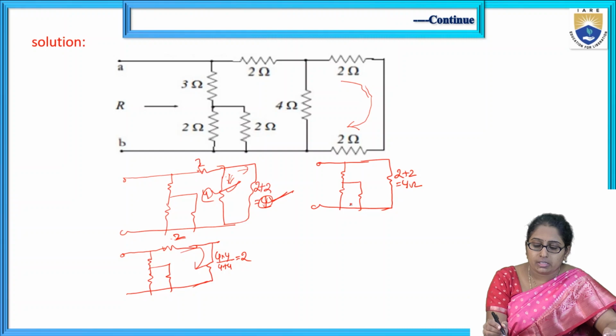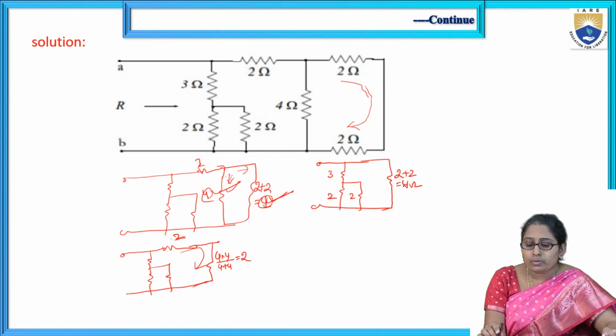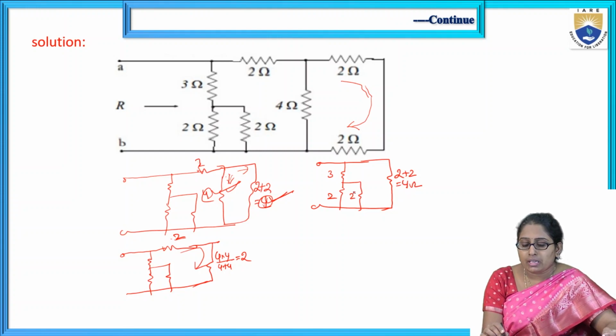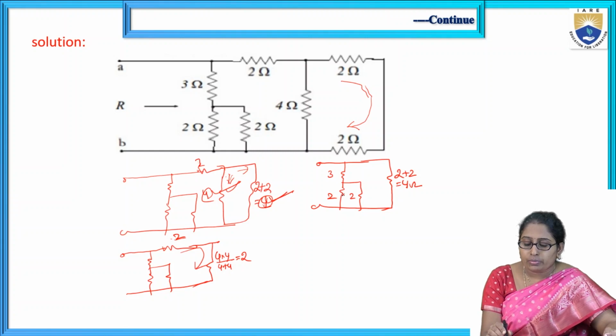Next step. What is the next step? Before going to look at this element, before that we have to understand the earlier branch also. If you see here, before this one, this 2 ohm and this 2 ohm are in parallel. So simplify those.